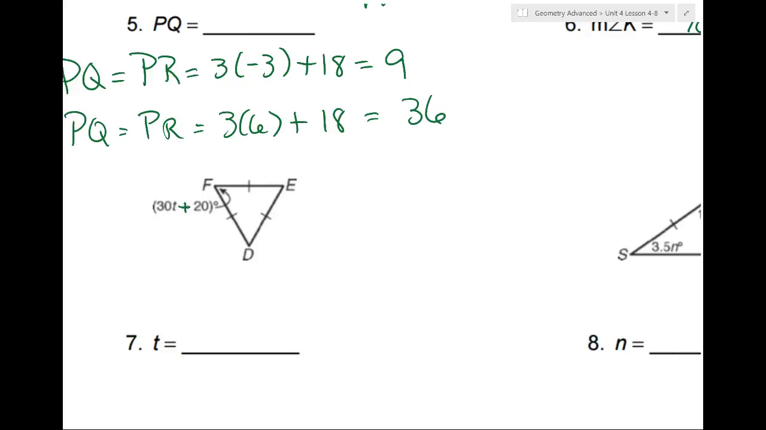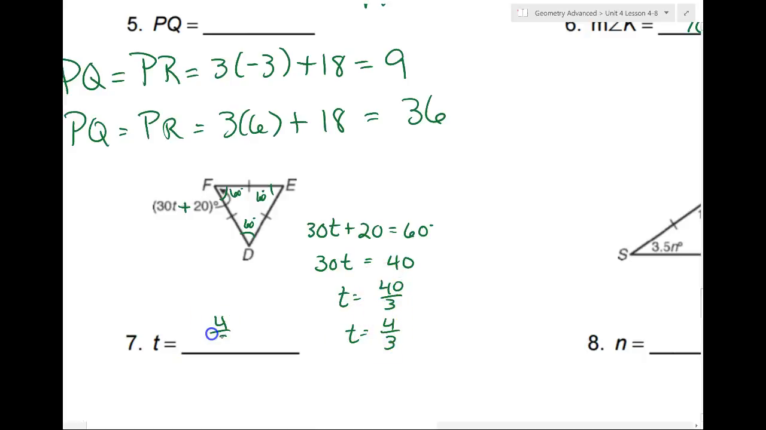Yeah, it's equilateral. So right away we can assume everything is equiangular. And we learned our very first day in this class, if you have an equiangular triangle, what's the measure of its angles? 60. So that's all you have to do, my friends. Just go 30t plus 20 is equal to 60. Because we know all of those are going to be 60 degrees. So 30t is equal to 40. So t is going to equal 40 over 3. How should you give me your answer? Leave it as an improper fraction. You do not need to do any more than that, as long as it's in simplest form. It's been reduced completely.